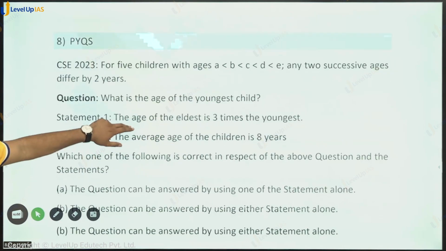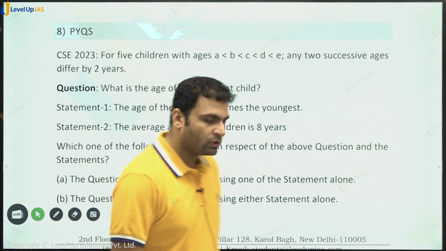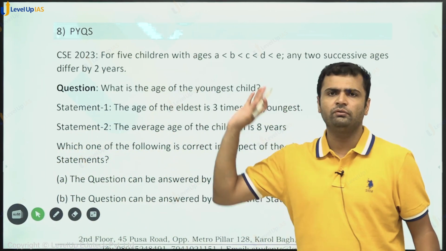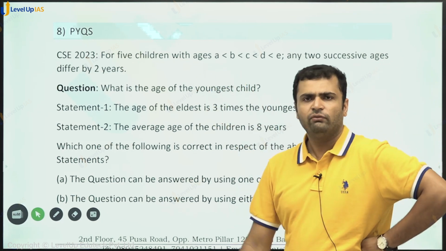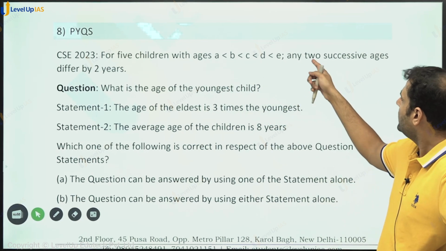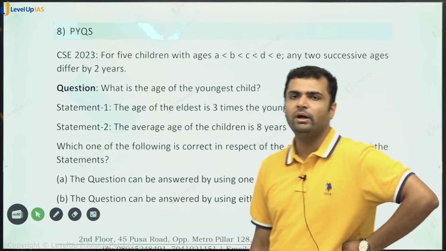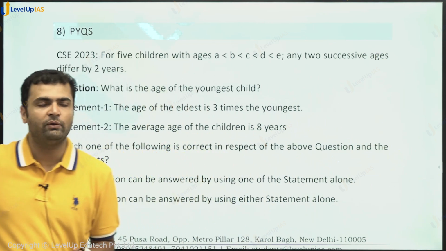Let us see few PYQs and how easily we could have solved them using our basic knowledge of linear equations. First, CSE 2023: for 5 children A, B, C, D, E with ages A, B, C, D, E, any two successive ages differ by 2. What have they given us? That any two successive ages differ by 2.